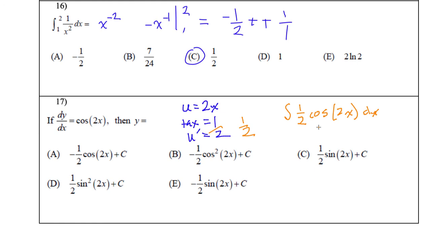I'm going to go ahead and take anti-change, which means same. It's the same sine. It's still 1/2 sine of 2x plus c. 1/2 sine of 2x plus c is C. Moving on to number 18.